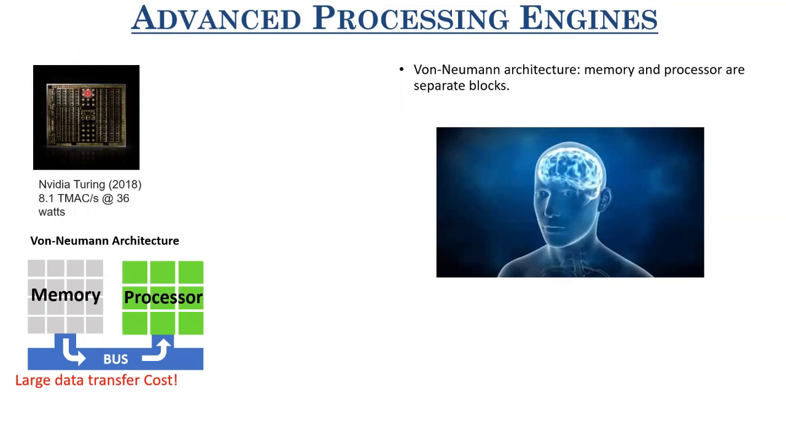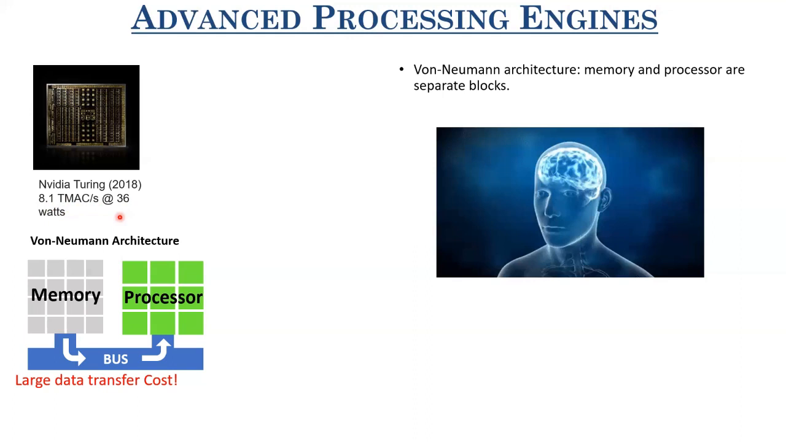So this chip over here shows NVIDIA Turing, which is the most advanced kind of GPU from NVIDIA. It simply brags its capabilities. So it can perform 8.1 tera, that is 8.1 into 10 power 12 MACs. MAC is nothing but multiply accumulate operation. So multiply is simply multiplication and accumulate is addition. So it performs 8.1 into 10 power 12 multiply and accumulate operations per second while consuming 36 watts of power.